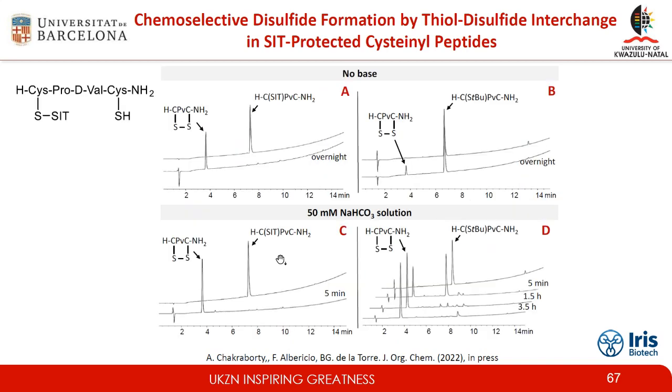The first example was with this small tetrapeptide. When I was talking on Friday night, we didn't understand what happens, but what happens is that the protected peptide, the peptide with 1 free thiol and 1 SIT, was cyclizing overnight, and when we put 15 molar sodium bicarbonate, in 5 minutes you have the cyclization. In the case of tert-butyl, it also takes place a little bit, but we need 4 or 5 hours in this very simple peptide.